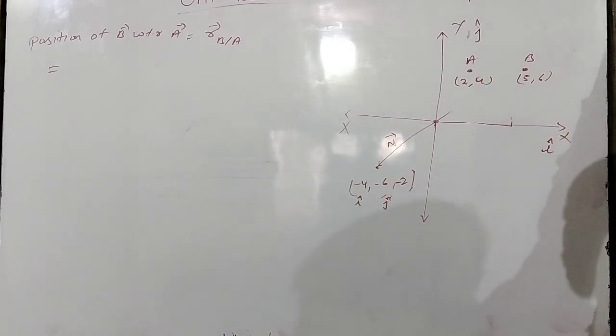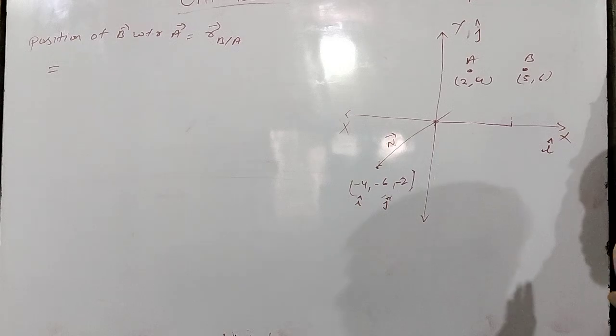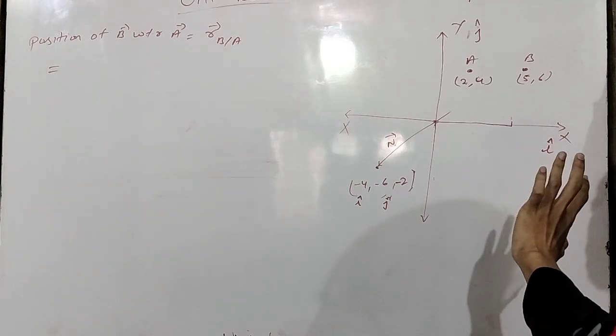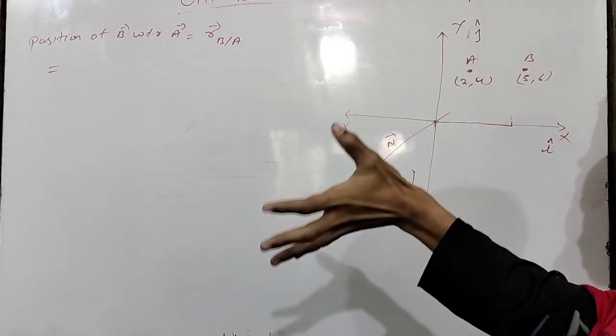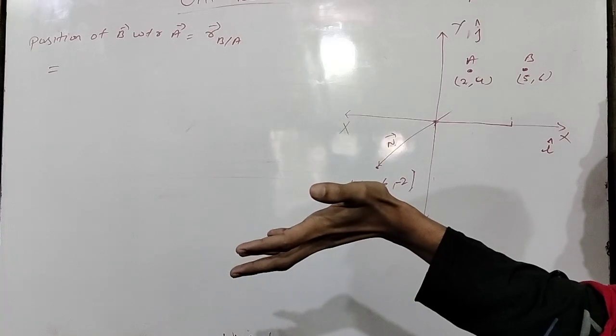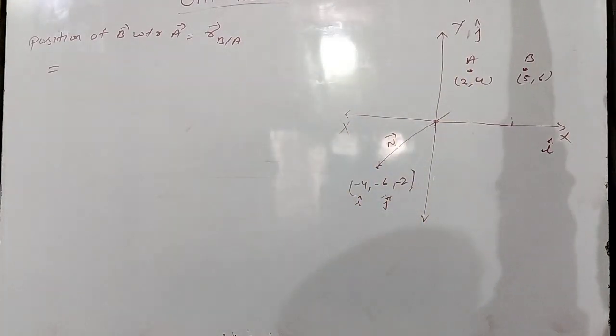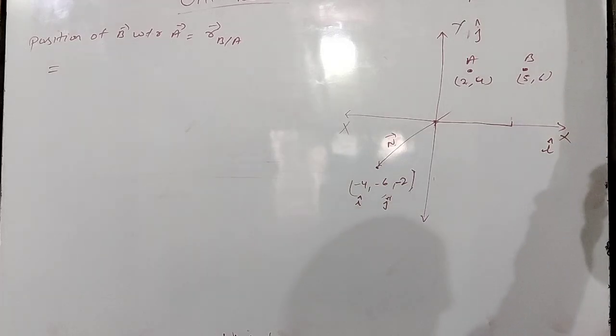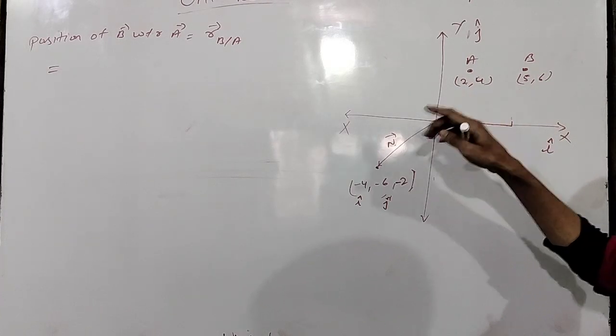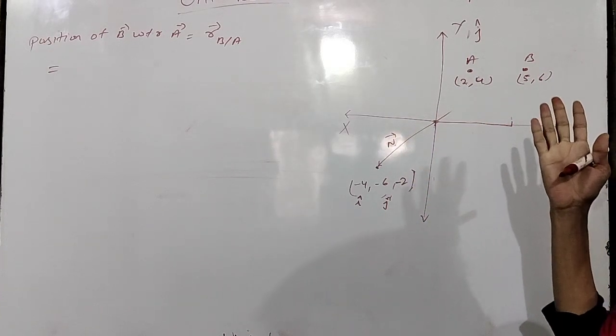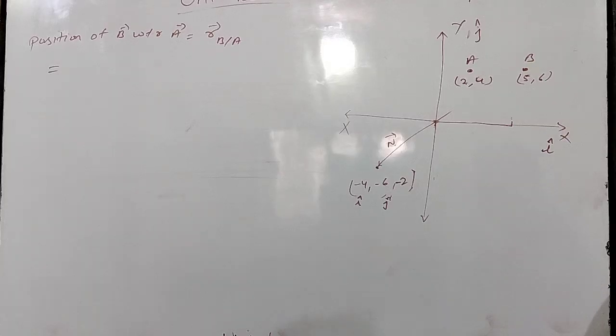We are already familiar with this, and it is taught in the study of the distance formula: x2 minus x1, y2 minus y1, z2 minus z1. Same here, we will do the same. Remember, x2 minus x1, then plus, then y2 minus y1, then plus. That is all.